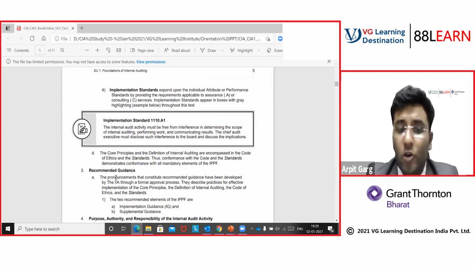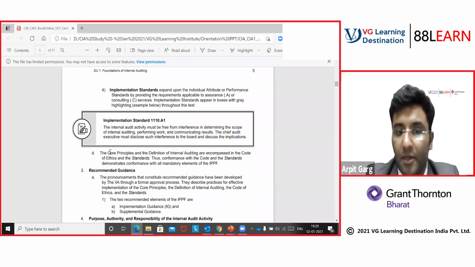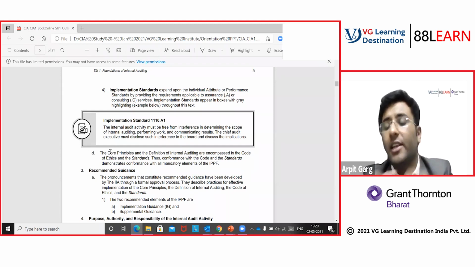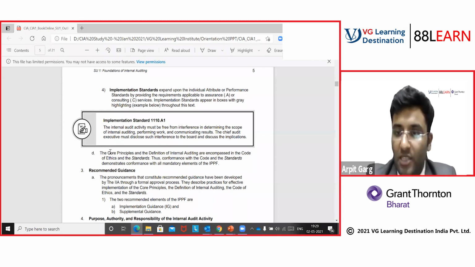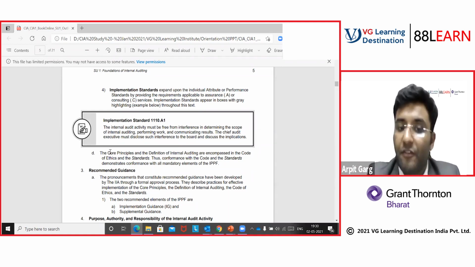So guys, this is important. The core principles and the definition of internal auditing are encompassed in the code of ethics and the standards. Thus, conformance with the code and the standards demonstrates conformance with all the mandatory elements of the IPPF. What do we understand by this? The 10 core principles and the definition of internal auditing are already encompassed in the code of ethics and standards. So if we are complying with the standards and the code of ethics, we can give a conformance that we are complying with the IPPF framework.